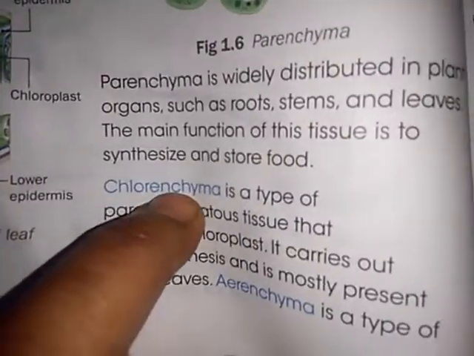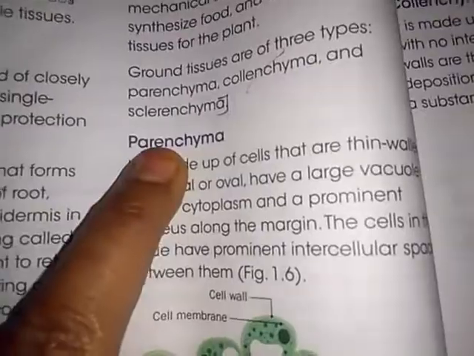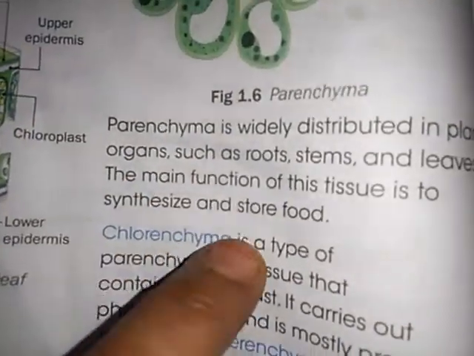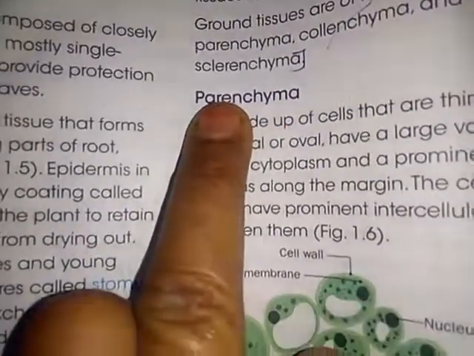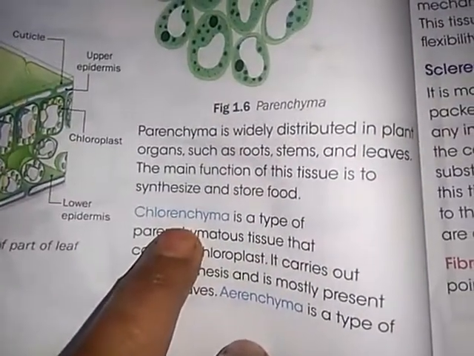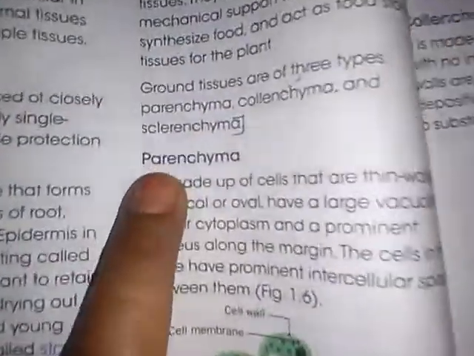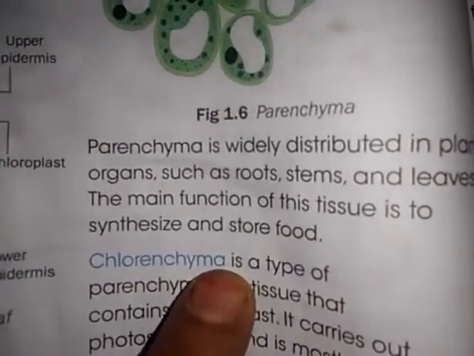And then collenchyma is a type of parenchyma tissue. See, parenchyma is a ground tissue, and collenchyma is a type of parenchyma tissue. How do you read? Collenchyma. Why is it called collenchyma?